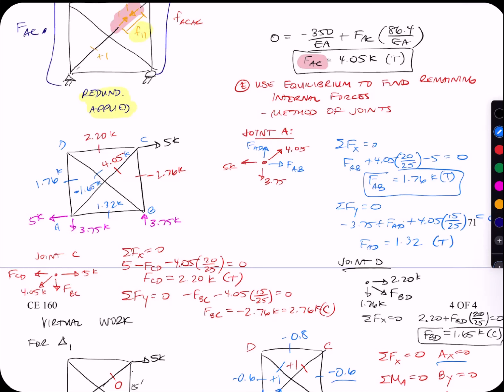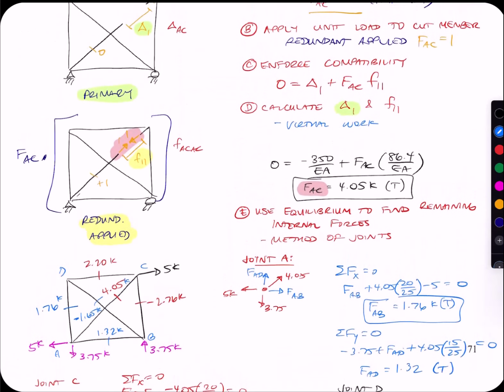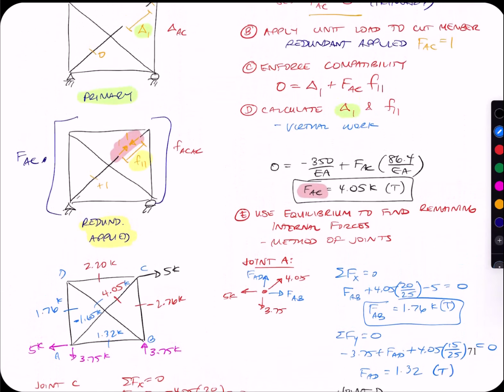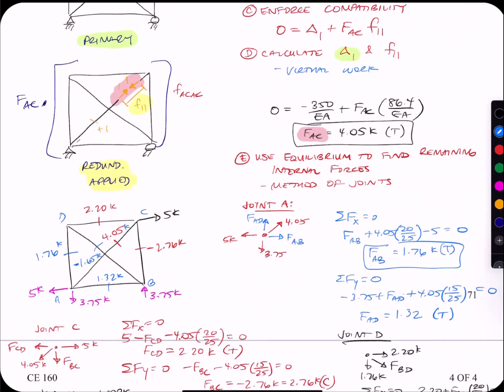So I've now found all the internal forces. The big step was I had to take out a member, put it back in as a unit of force in that member. Once I found that, I could calculate the rest of them using method of joints.